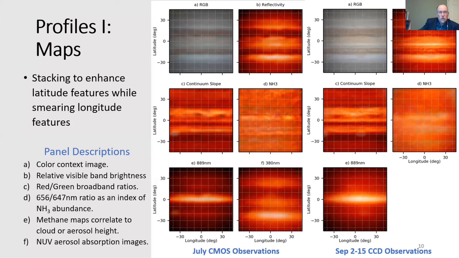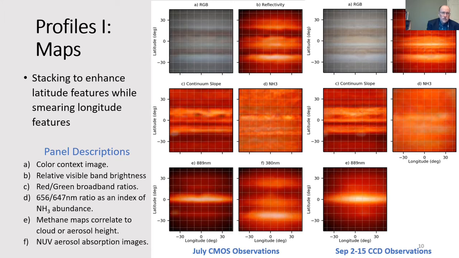Let's move on and look at profiles and maps. What I did here was I stacked maps of Jupiter from basically 45 degrees on either side in longitude and either side in latitude from the sub-Earth point on Jupiter. I did not pay attention to the exact longitude, so these are kind of smeared maps. They smear in longitude and they emphasize latitude differences.